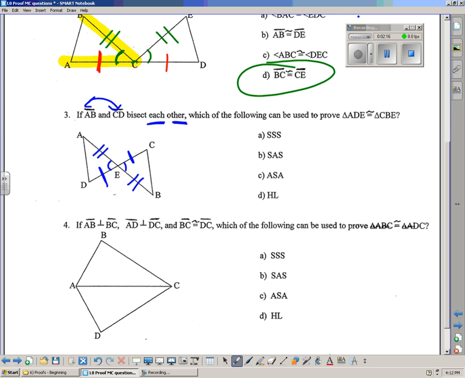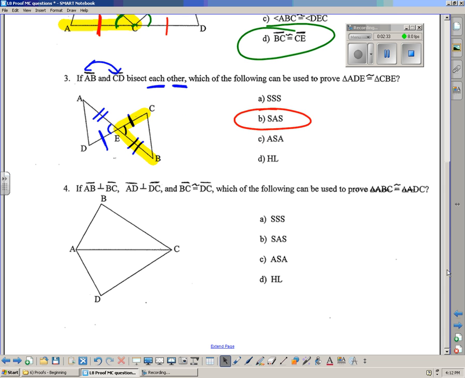And since we have two intersecting lines, we get the vertical angles just by looking at the picture. Which of the following can be used to prove the triangles congruent? If we take any triangle, it would be side angle side. Again here, side, angle, connecting to the other side. This goes in side angle side order. So the answer is choice B, side angle side.